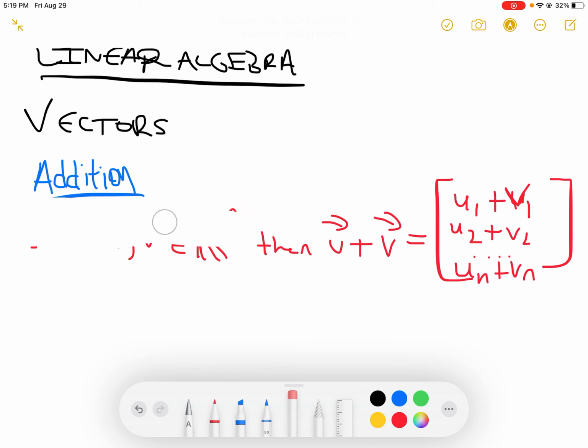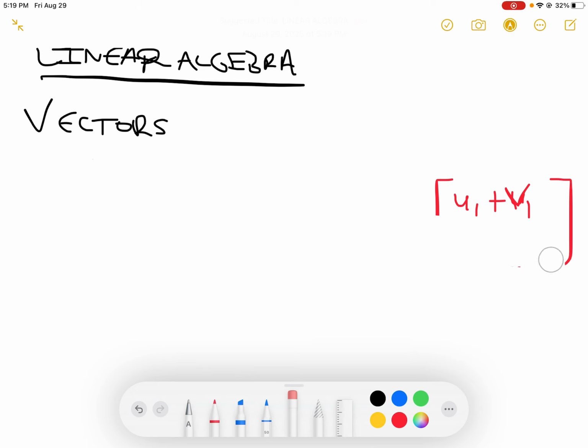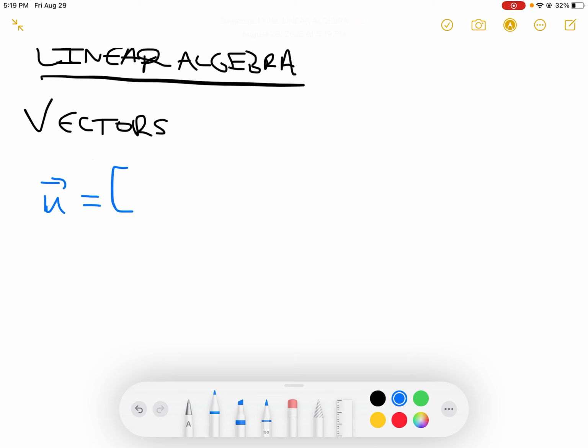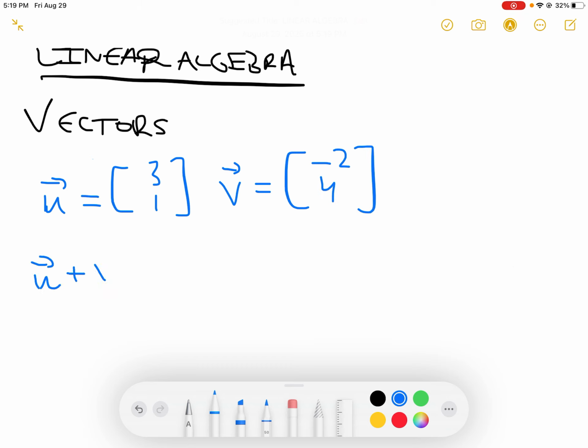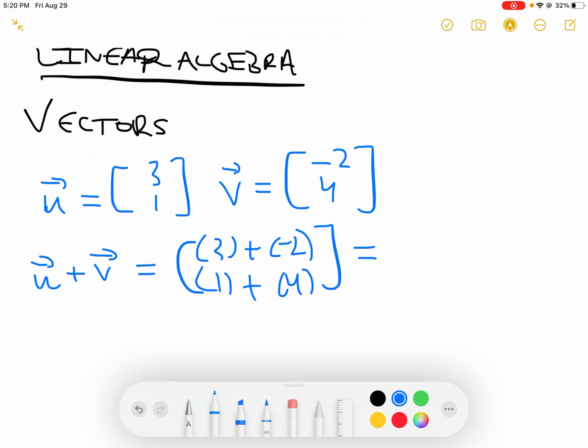So now, I said you won't have examples. I just mean not more complex examples. But I will show one example real quick of that. So the vector u is going to be that. Vector v. And we want to know what those two vectors added is going to be. Well, it's pretty simple. You're just going to do 3 plus negative 2, 1 plus 4. And we get 1, 5. So that's the answer. That's not that bad.